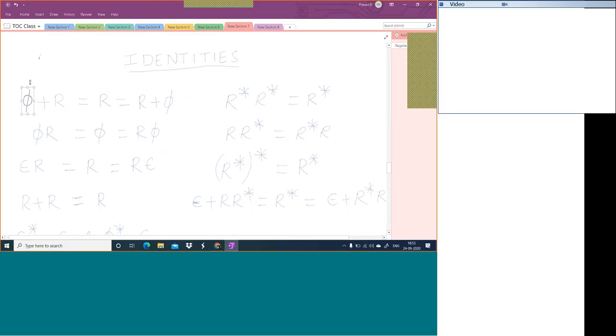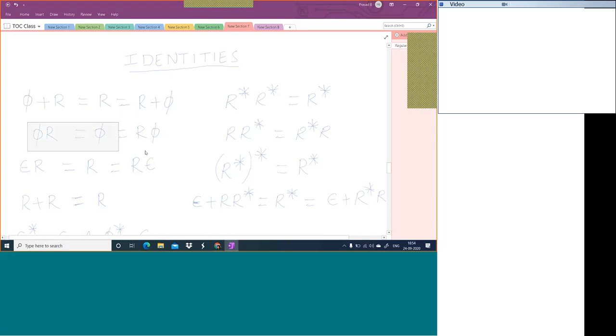Phi is equal to 0 in decimal representation, but if anybody asks what is phi, don't say 0. And what is epsilon, don't say 1. Just keep in your mind that epsilon is equal to 1 and phi is equal to 0, but never say it. In decimal representation, if we add 0 to any number, 0 plus 10 is 10, 0 plus 20 is 20, 0 plus 25 is 25. So phi plus r is r, and the same, r plus phi is r.